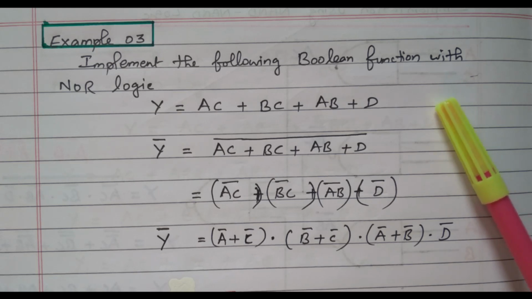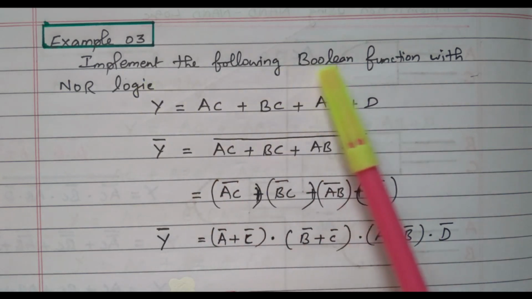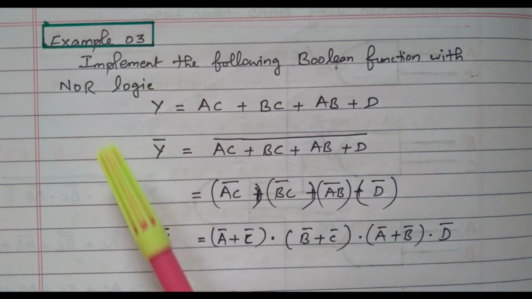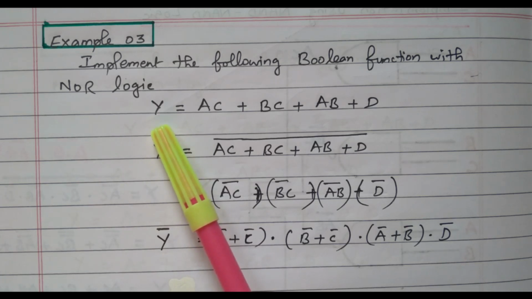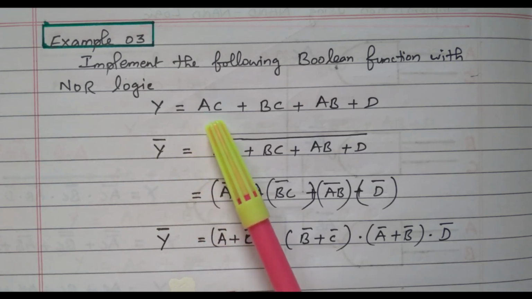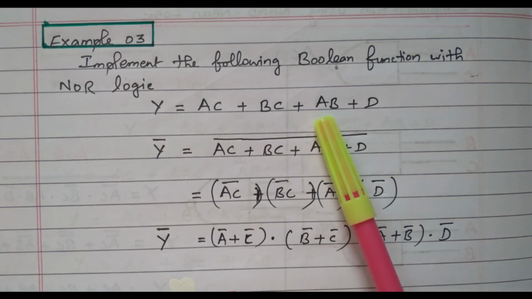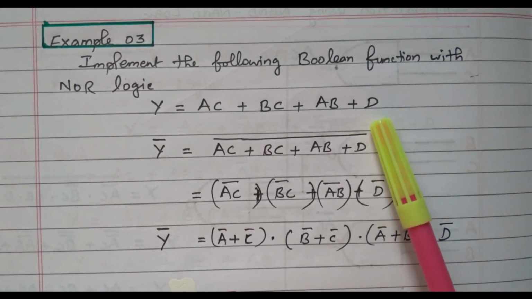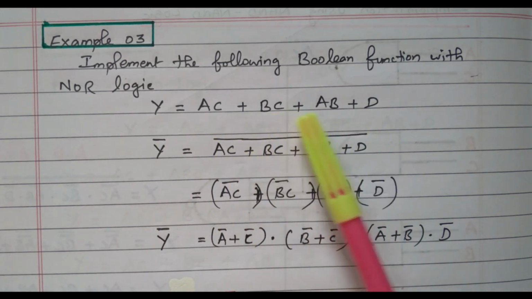Now we'll go to the problem. We need to implement the following Boolean function using NOR logic. The given Boolean function is Y equal to AC plus BC plus AB plus D. Right, there are four variables available: A, B, C, D.